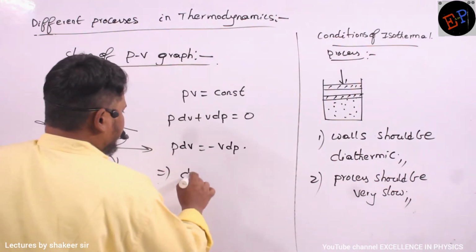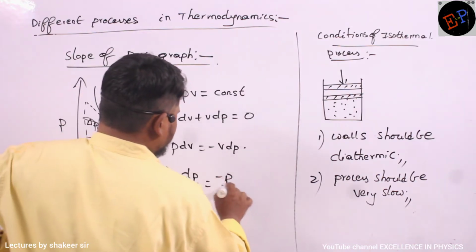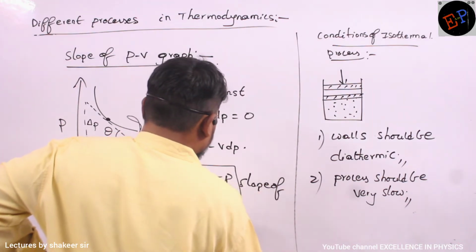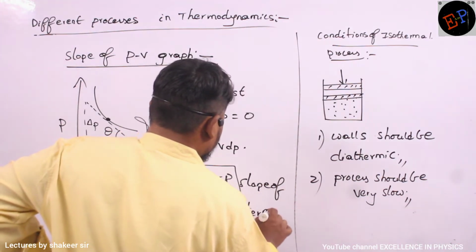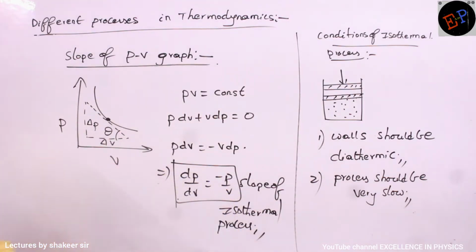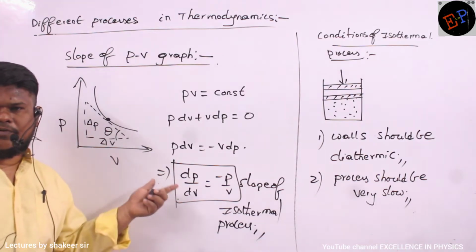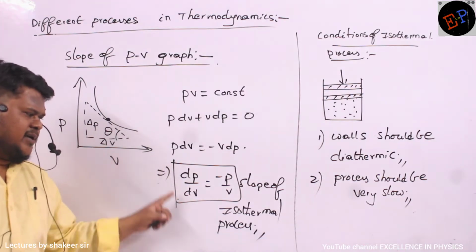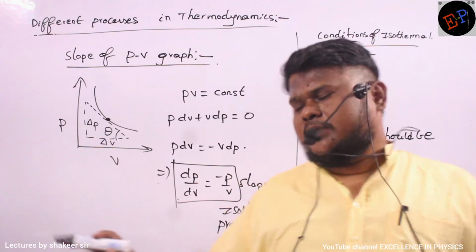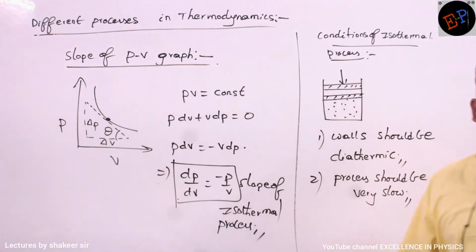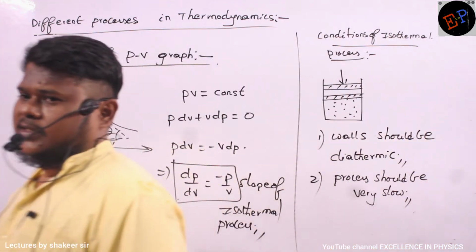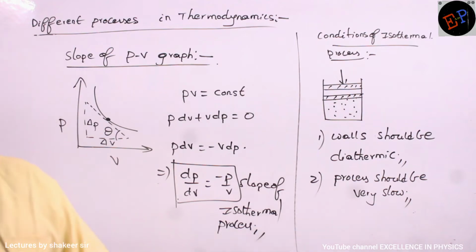So dP divided by dV is equal to minus P by V. This is called the slope of the graph. Slope of which graph? Isothermal graph, or isothermal process. Okay, ma? This is the formula to calculate the slope of an isothermal graph. Are you able to understand, ma? dP by dV is equal to minus P by V. So just take the negative ratio of pressure and volume, that will give the slope of the graph. Are you able to understand? So these are all the points which we should study in the case of isothermal process. Clear, ma? Right.